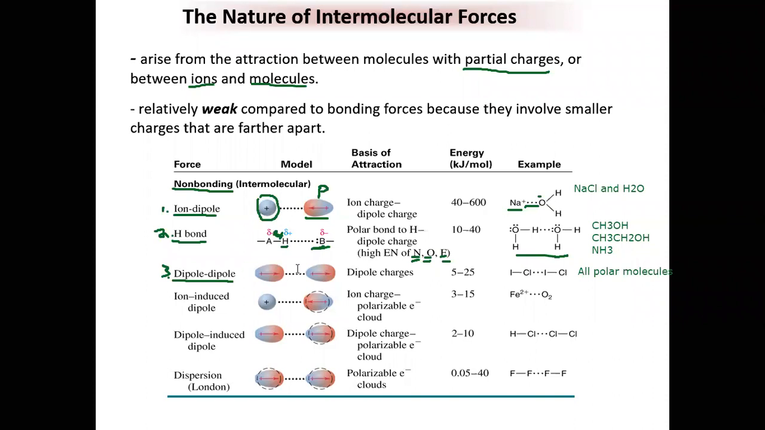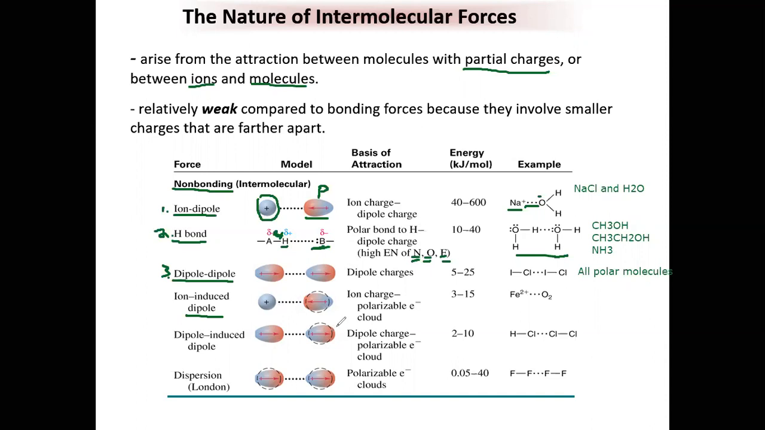And they're pretty strong interactions. Next, we have ion-induced dipole. An induced dipole is a substance that has a dipole, but it's not a permanent dipole. It's only induced for a short amount of time, and then it changes. So an ion-induced dipole means you have a cation or anion that interacts with something that has, if we want to call it, a temporary dipole.